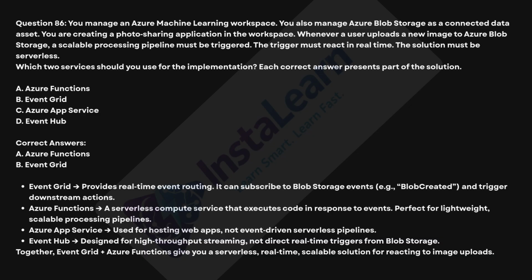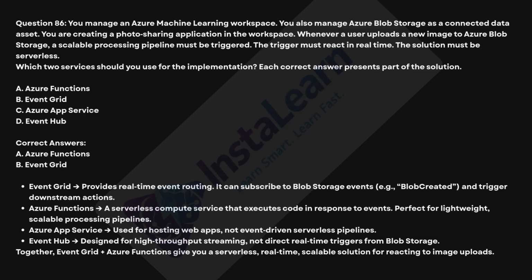Correct answers are A. Azure Functions, B. Event Grid. Here's why. Event Grid provides real-time event routing. It can subscribe to blob storage events, e.g., blob created, and trigger downstream actions. Azure Functions is a serverless compute service that executes code in response to events. Perfect for lightweight, scalable processing pipelines.